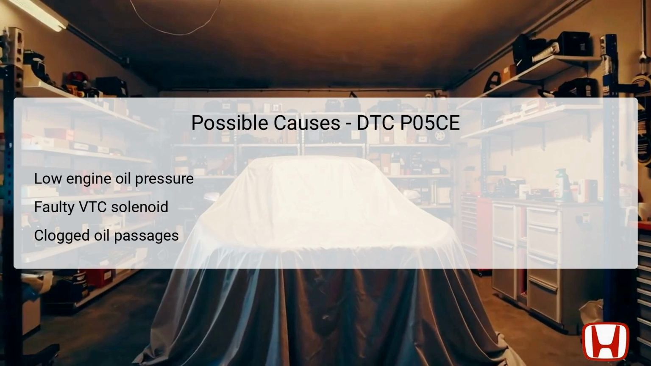Secondly, a faulty VTC oil control solenoid valve B can also be the root cause. If this component is malfunctioning, it cannot deliver the correct amount of oil required for the system's operation, leading to improper camshaft positioning. Finally, clogged oil passages within the VTC system may restrict oil flow, inhibiting the system's ability to adjust the camshaft timing correctly. Therefore, addressing any of these issues is crucial in rectifying the trouble code.